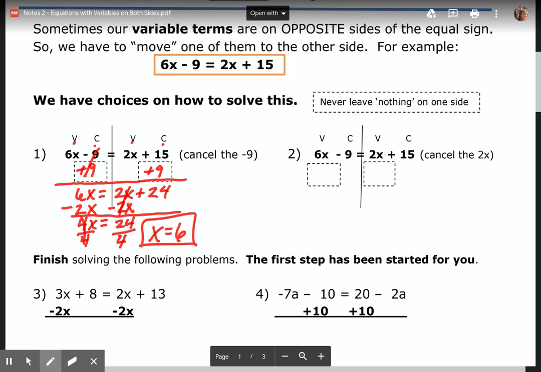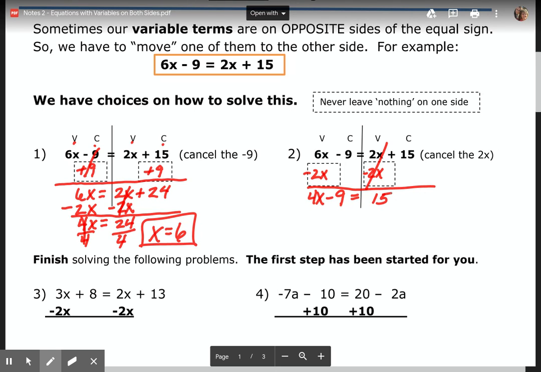Let's look over here at problem 2. It's the same problem, but instead of canceling out the negative 9, I'm going to cancel out the 2x. And I told you that you could do anything since you're balanced. So to cancel out the 2x, I'm going to go minus 2x, minus 2x. So those cancel out. So 6x minus 2x is 4x. Minus 9 equals 15. And then I have a variable term, a constant, and a constant.